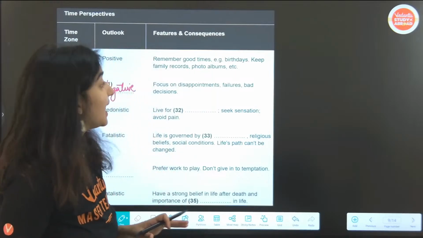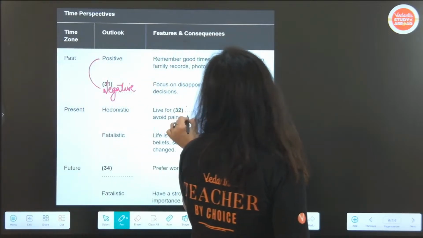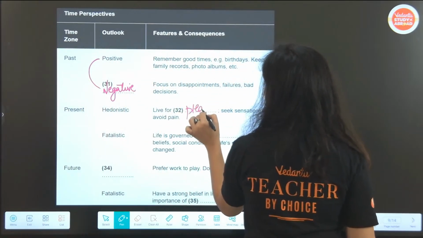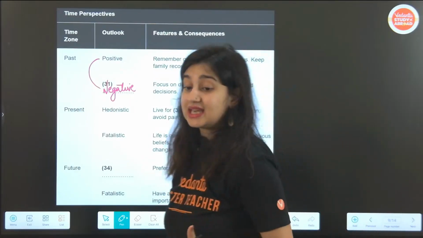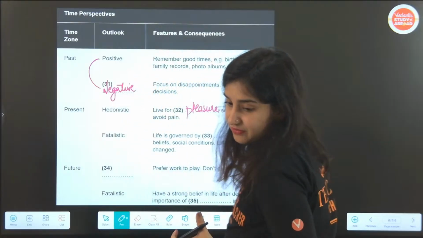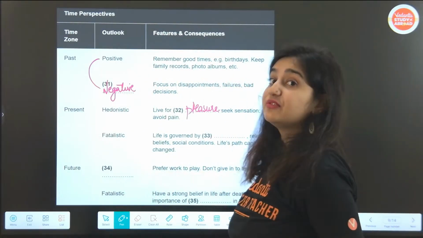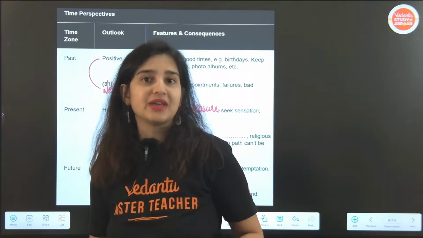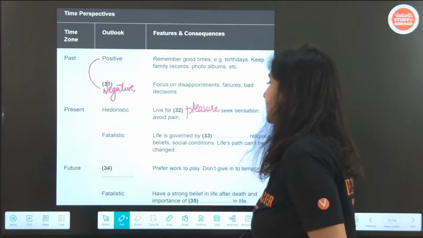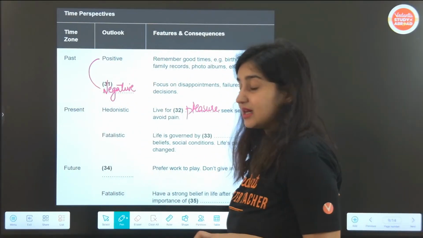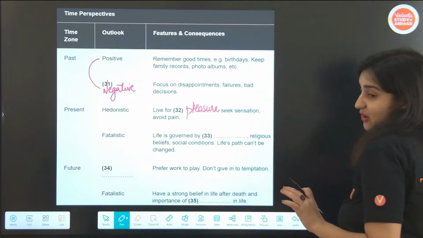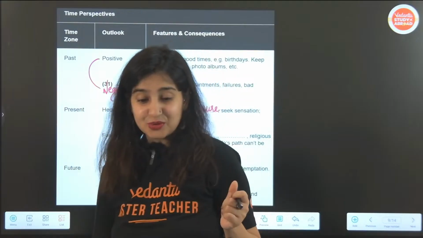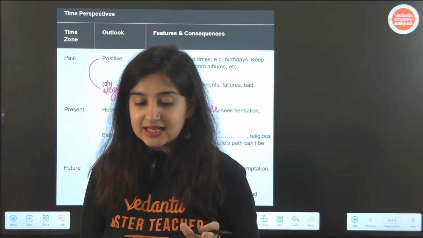Okay, next we had live for pleasure, hedonistic. You should know this word as well. People who are hedonistic always seek pleasure out of everything. They tend to get selfish. It becomes a negative character trait for a lot of people. Fatalistic people, on the other hand, think that life is governed by. All right, this was a confusing one, but it was clearly stated.